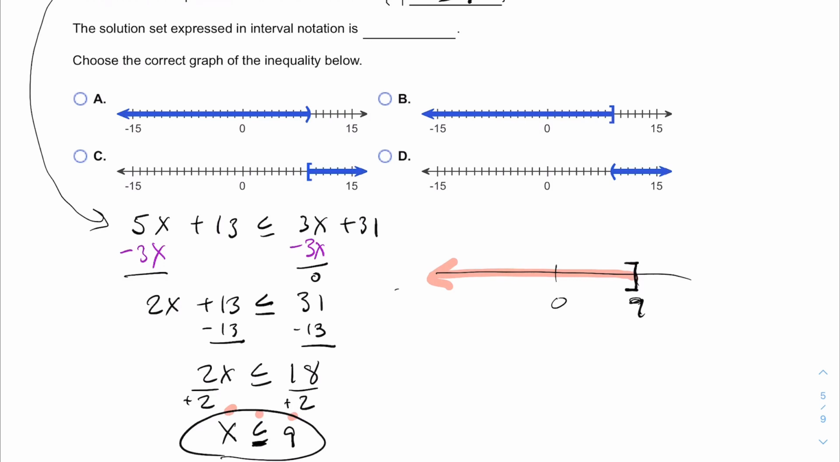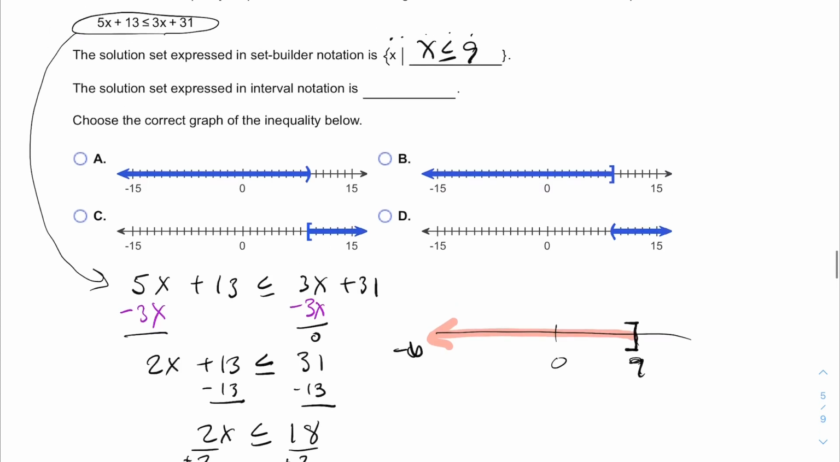Of course, this is going off to negative infinity, so the interval notation would be negative infinity, open, up to 9, which is closed. Okay, what actual graph will match with that? And it looks like B is going to be the winner.